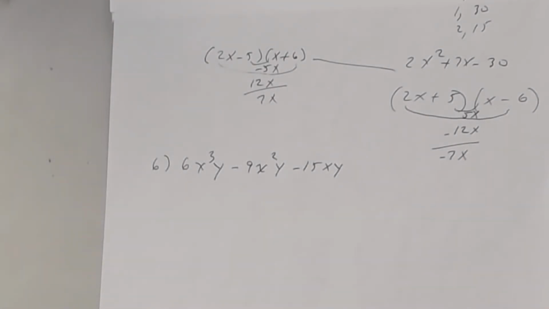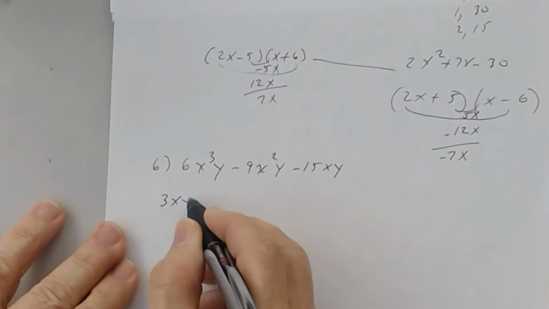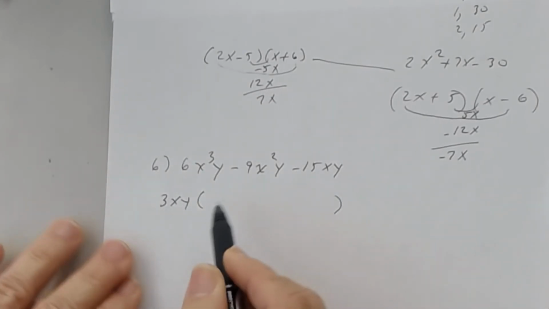Okay. What are you going to do? GCF. What's the GCF? 3, definitely. Now, is there an x in every term? Yes. How many do you need to factor out? 1. Is there a y in every term? Yes. How many do you need to factor out? 1. So what's the GCF? 3xy.